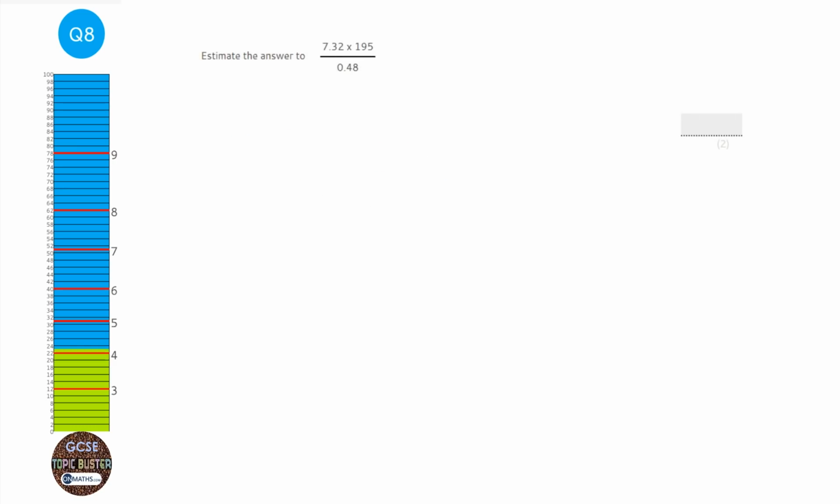The important thing to remember with an estimate question is that you don't get any marks for getting the exact answer. So even if this does come up on a calculator paper, you won't get any marks for getting the right answer. It wants you to estimate. Normally, that means to round everything to one significant figure. Now there are some exceptions to that.